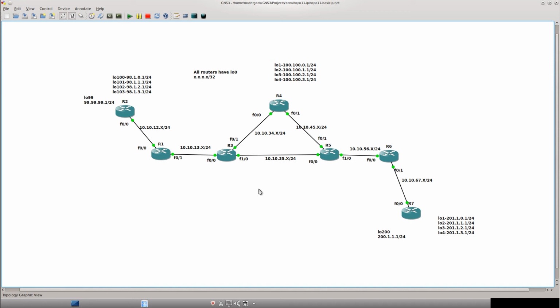So who has an idea of how we can fix this? We've got area 1 and area 2 can't talk to each other. R3 is supposed to be the area border router. He's supposed to translate signals in between the left side and the right side, but he's not. So how do we solve this?